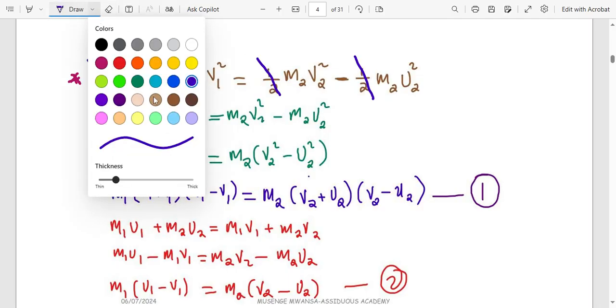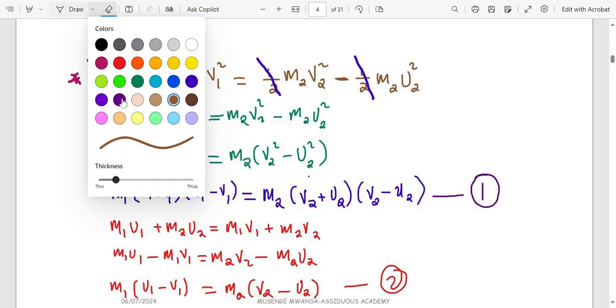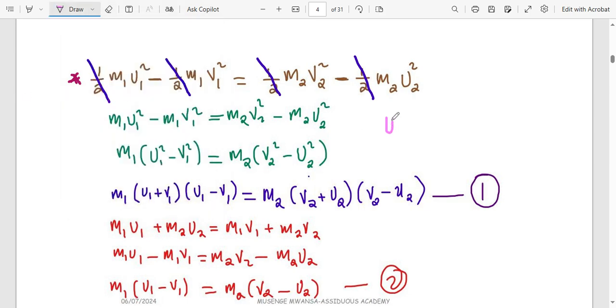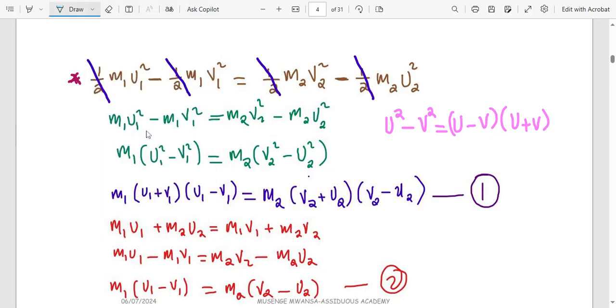Now remember from your high school mathematics, you talked about the difference of two squares. When you have u squared minus v squared, it's the same as u minus v and then u plus v. Do you remember this? How to factorize a difference of two squares from your high school? So this is what we are going to use here. This simple equation of factorization.